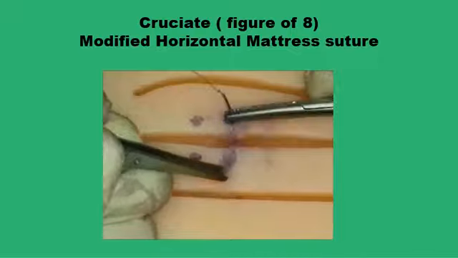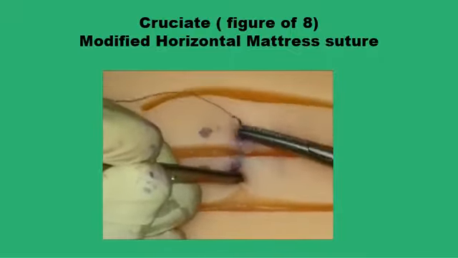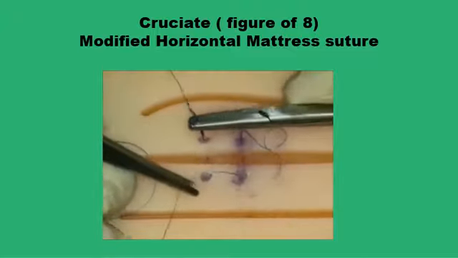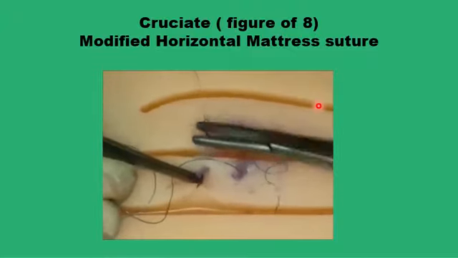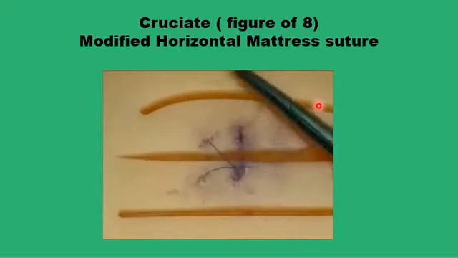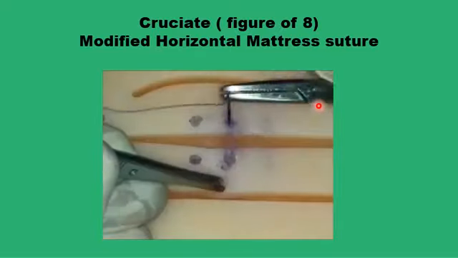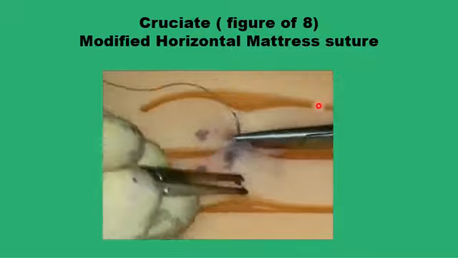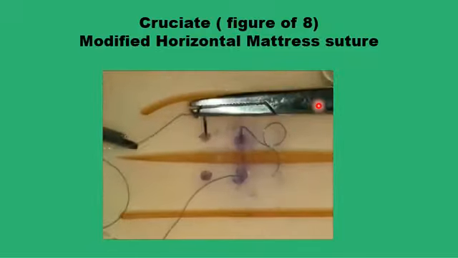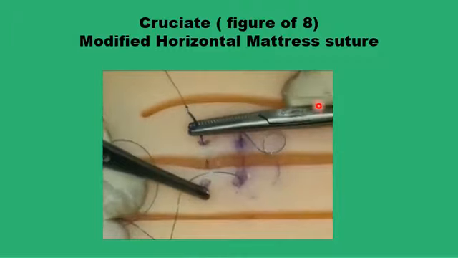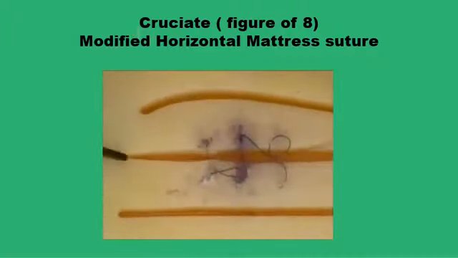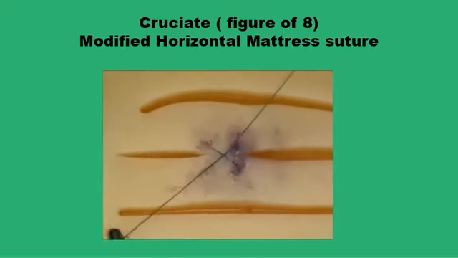The cruciate or the figure of 8 suture is a modification of the horizontal matrix suture. You start from one side of the wound, cross to the other side, then return back to the original side, cross again, and this will bring about an X-shaped configuration that disperses the tension effectively.